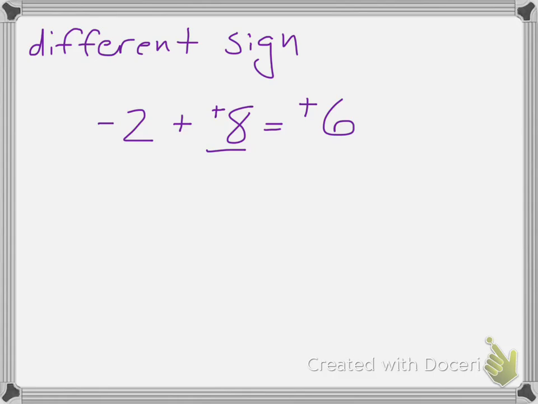What if the negative number was bigger? Well, let's choose like a -9 plus a +4. Again, I look at the absolute values. 9 has a larger absolute value, so my answer is going to be negative, and 9 minus 4 is 5. So the rule for this one again is figure out which one has the largest absolute value. That's going to share the sign with the answer, and then just subtract the smaller number from the larger.